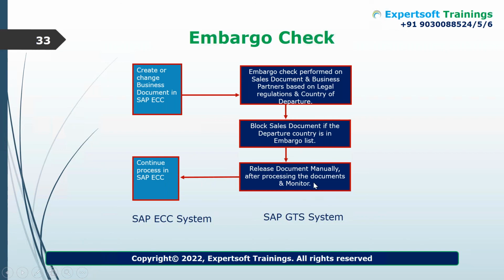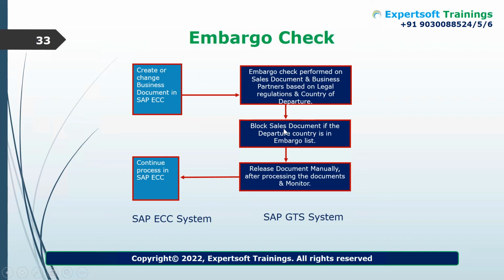Releasing the documents manually also requires a specific license and special approval from your higher authorities, because unless you have approval, if you release it, you are violating compliance and you may be liable to pay fines and you will be scrutinized very closely. That is the main reason. You can always release your embargo block manually in GTS, but you have to identify the impact first and then release it. So that is all about the embargo. I think we are on time.